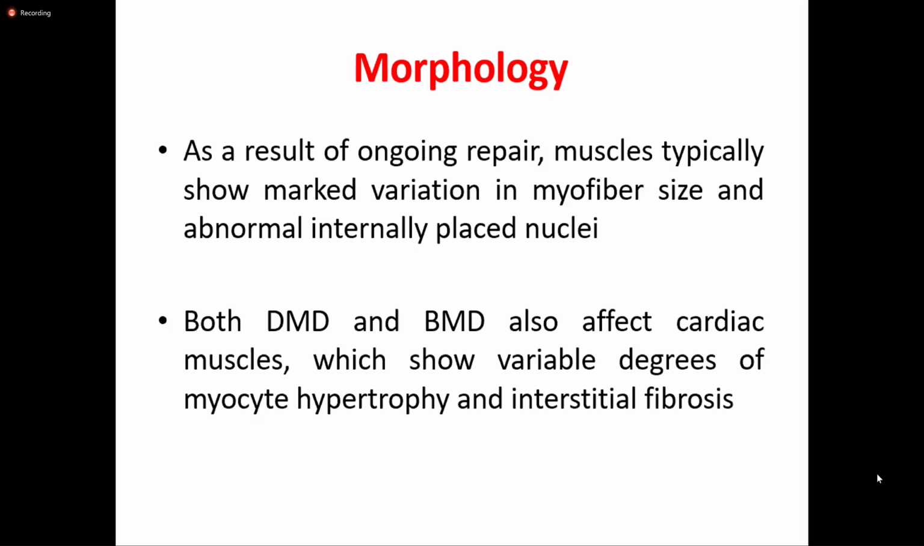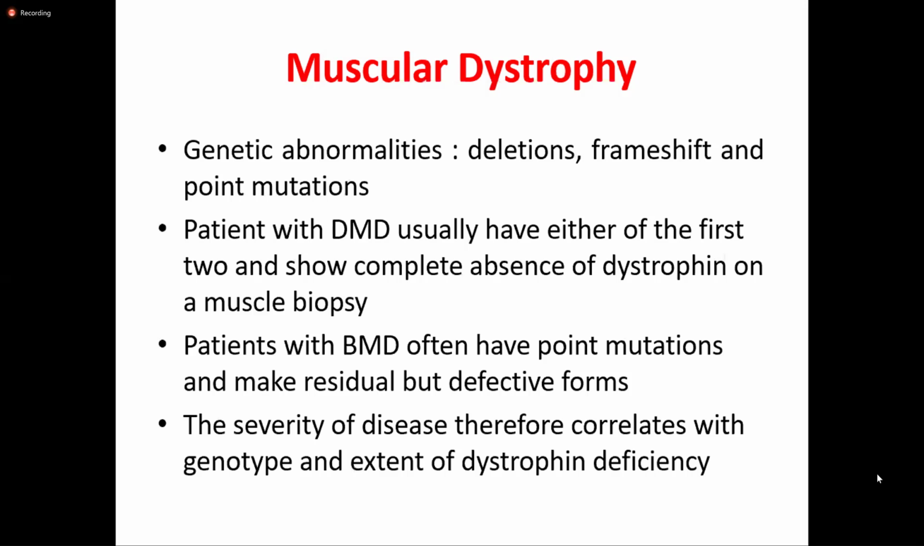As a result of repair and degeneration, there is marked variation in myofiber sizes and abnormally placed nuclei. Both Duchenne muscular dystrophy and Baker muscular dystrophy affect the cardiac muscles, so there is muscle hypertrophy and interstitial fibrosis in the cardiac muscle. In Duchenne muscular dystrophy, or in these dystrophies, there may be either deletion, frame shift mutation or point mutation.